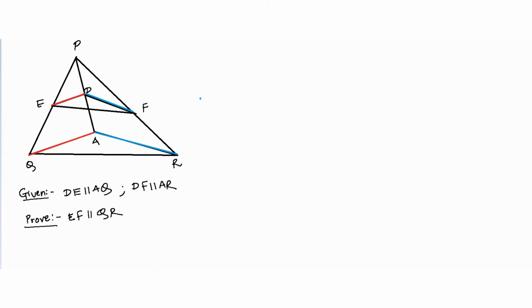So again, let's start applying BPT. Let us choose the right triangle. So these are the triangles in which I would like to apply BPT because DE is parallel to AQ. So I can say that in triangle APQ, I know that DE is parallel to AQ, and hence I can say that PE divided by EQ is equal to PD divided by DA. This is by basic proportionality theorem. Let me mark this as the first equation.